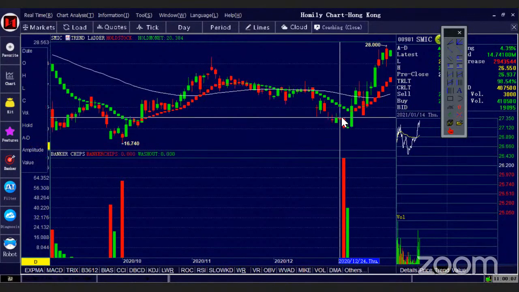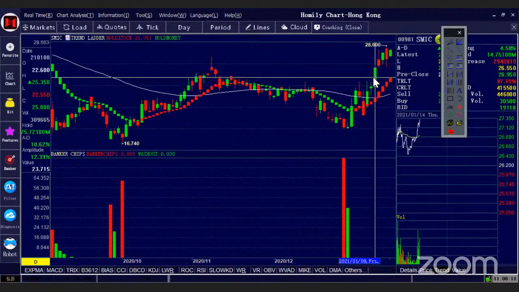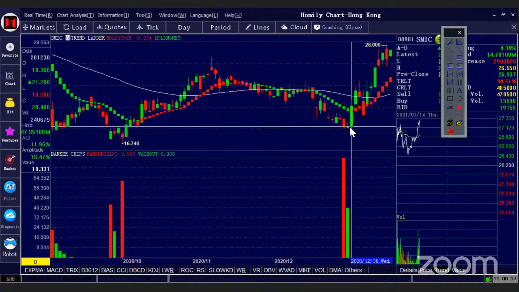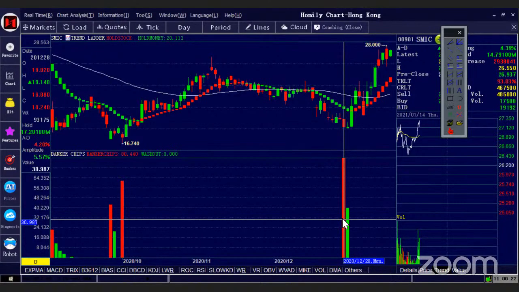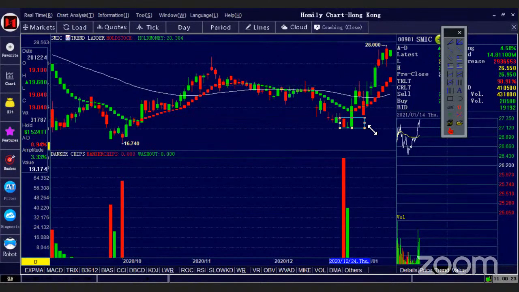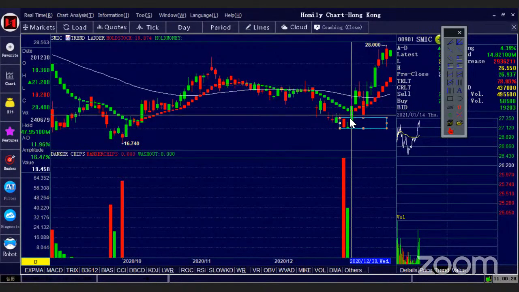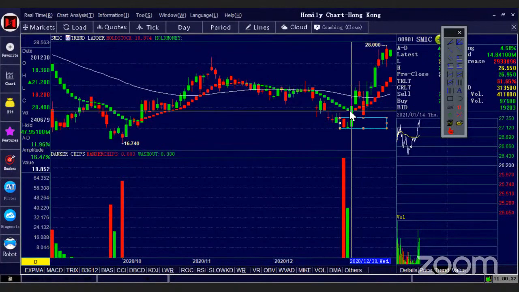SMIC, recently we also have a forceful rally here. For this rally, if you go back, check Homely software, maybe you cannot buy earlier. You can buy at the best entry points. But if you check banker chips, what do you get? Banker chips, this day, price break up the banker's cost area, trend ladder, turn rate.